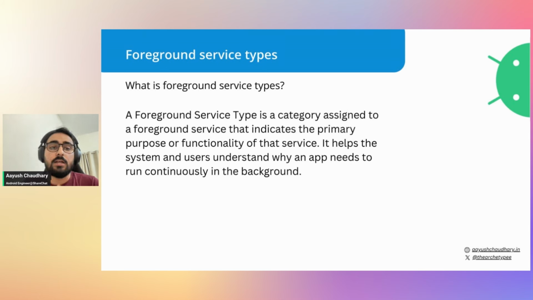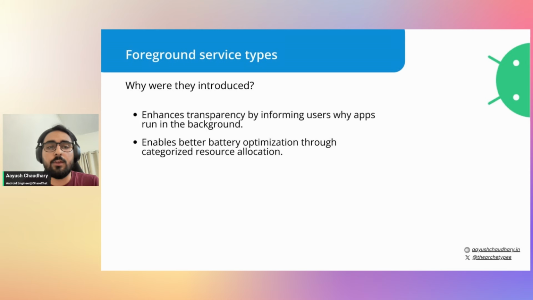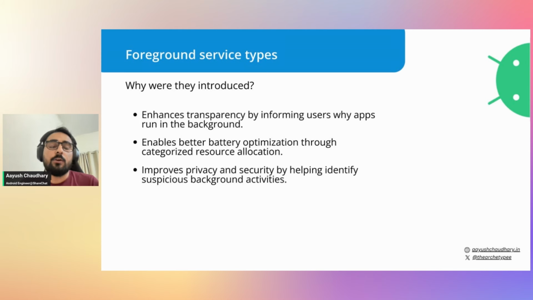Why were they introduced? They were introduced to enhance transparency by informing the user why the app is running in the background. They enable better battery optimizations through categorized resource allocations. For example, a location service might be allocated more frequent GPS updates. It also improves privacy and security by helping identify suspicious background activity.